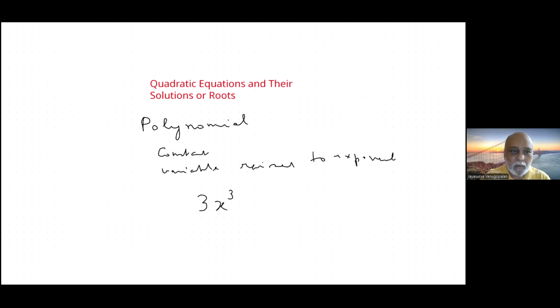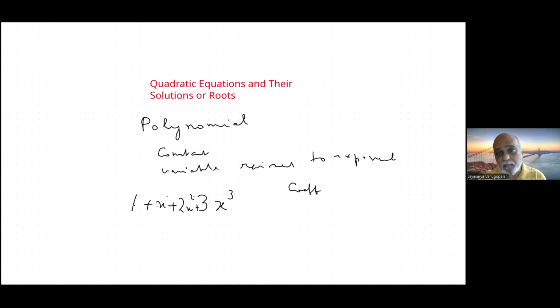For example, 1 plus x plus 2x squared plus 3x cubed would be a polynomial of 4 terms. The variable here, the independent variable, is x, and the powers of x are 0, 1, 2, 3. x to the power of 0 is 1, so the power of x here is 0, then 1, then 2, then 3. The coefficients are 1, 1, 2, and 3 respectively. The coefficients can be any rational or irrational number.